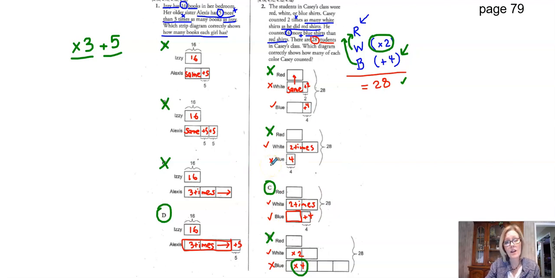So if you got it wrong, I hope that you understood how you got it wrong. And anyway, kind of help you understand the problem there.